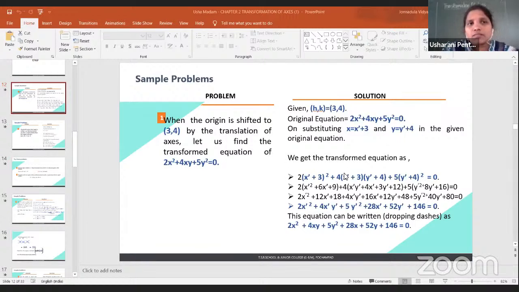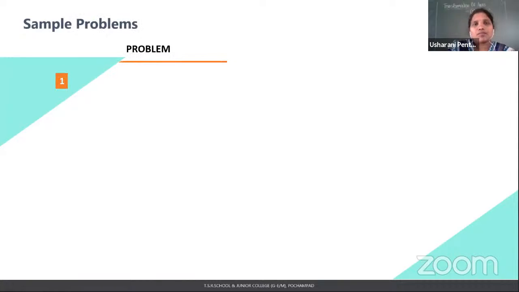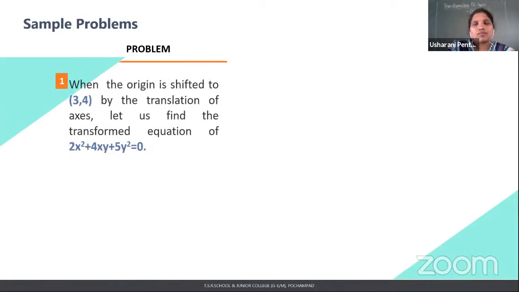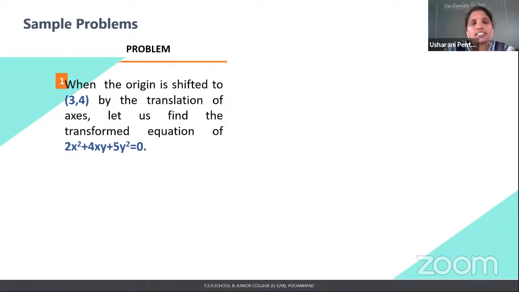Thank you, Suhasini ma'am, for recapitulating the concepts which I taught yesterday. Today we are going to deal with how a translated equation can be found, or an original equation can be found. So just see the problem.